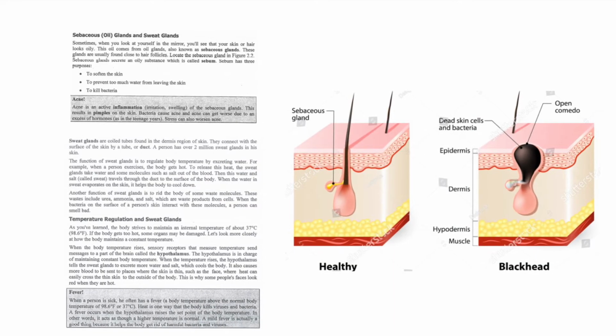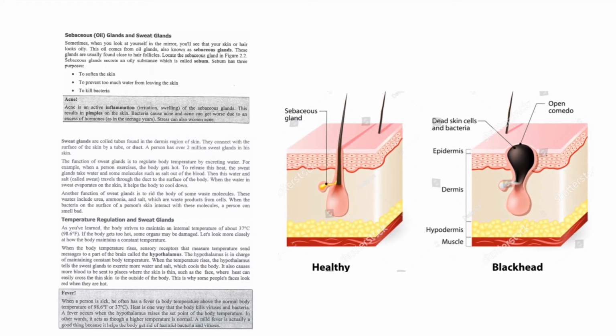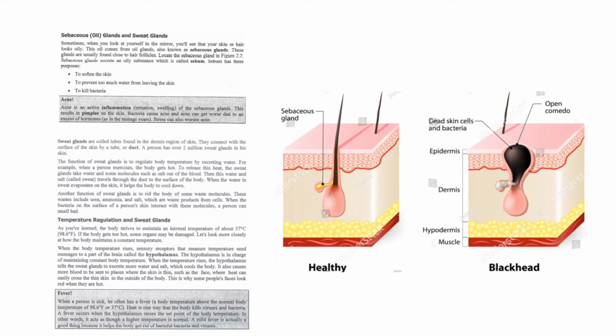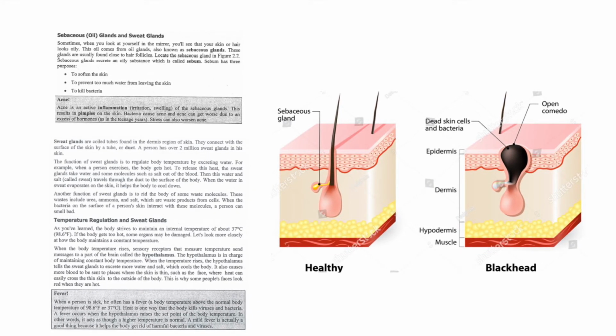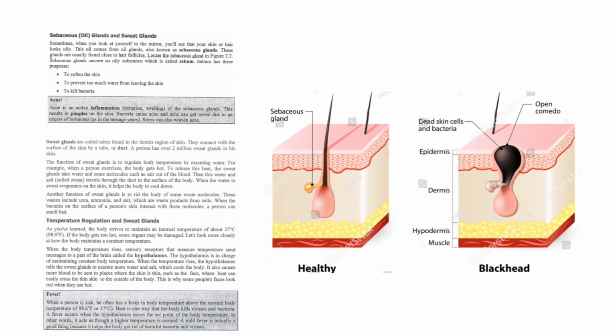Acne is an inflammation, irritation, and swelling of the sebaceous glands. This results in pimples on the skin. Bacteria cause acne, and acne can get worse due to an excess of hormones, as in the teenage years. Stress can also worsen acne.